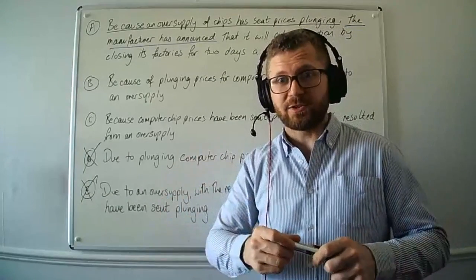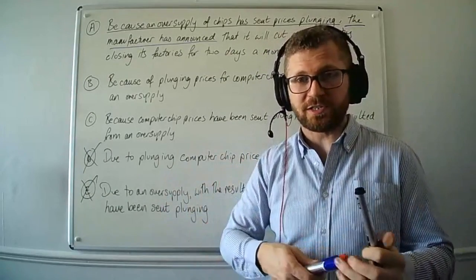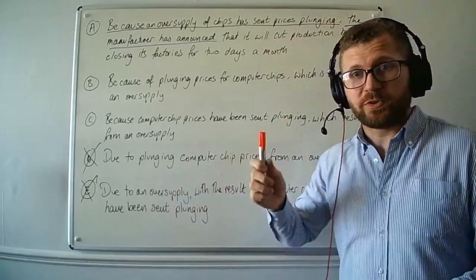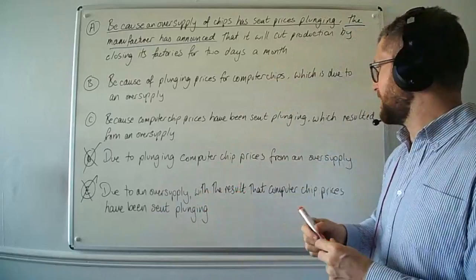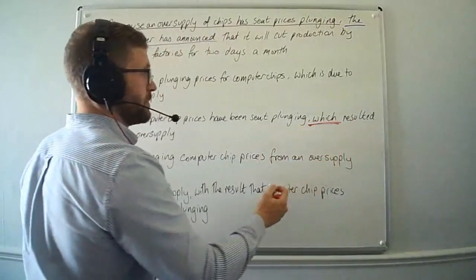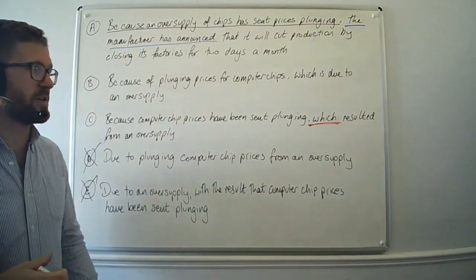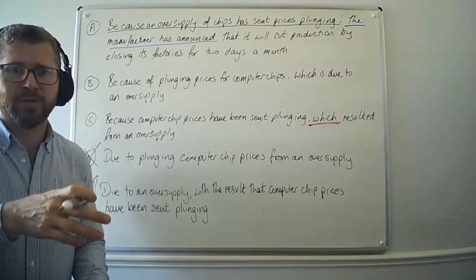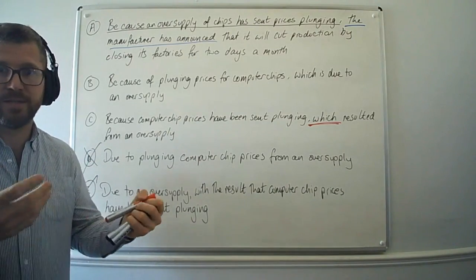And just like the last question, once we've dealt with this due to because thing, I'm going to need to go looking for something else, so that we're looking for things that might jump off the page at you. And the first thing that I hope you can see in this question is that we've got a couple of whiches here. We'll deal with the one in C first. So we've got a which resulted from an oversupply. Now the which should modify the noun that comes immediately before the comma.